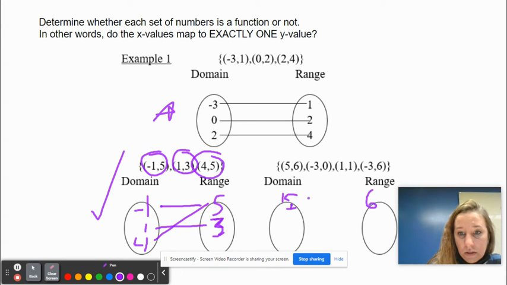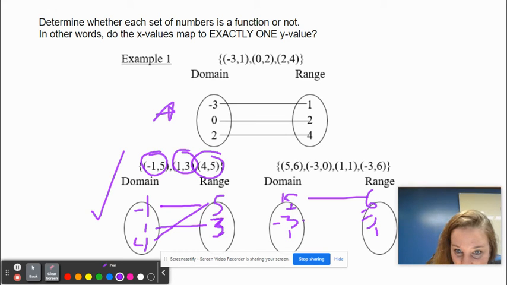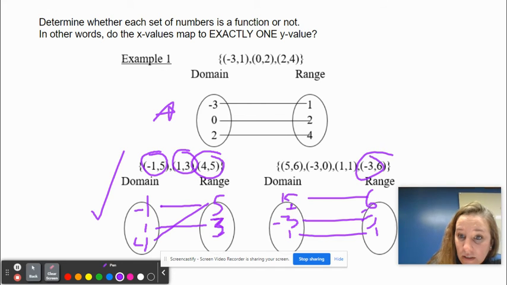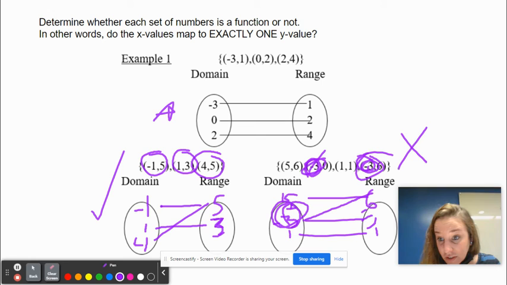5 to 6, -3 to 0, 1 to 1. My handwriting is just so awful. And then -3 again. You see that? So -3 also maps to 6. So since this -3 mapped to two different things, it repeated itself. That is not a function. Repeating x, not functional.